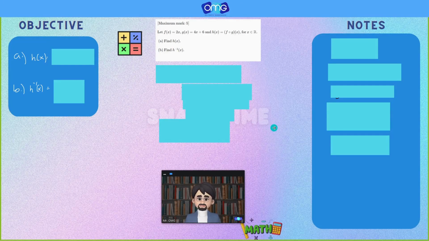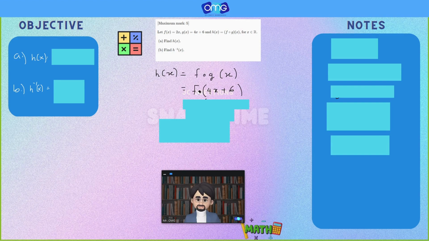IB questions about functions. f(x) equals 2x and g(x) equals 4x plus 6, and h(x) is a composite function. So h(x) here is f of g(x). To find this, we need to substitute g(x) inside the f here. So this is basically f(4x plus 6) because g(x) is 4x plus 6. Now we substitute x here with 4x plus 6. It becomes 2 times (4x plus 6), which is 8x plus 12, and that's the answer for h(x).